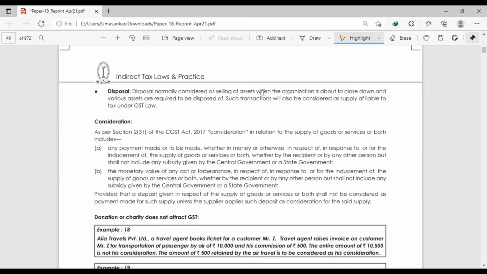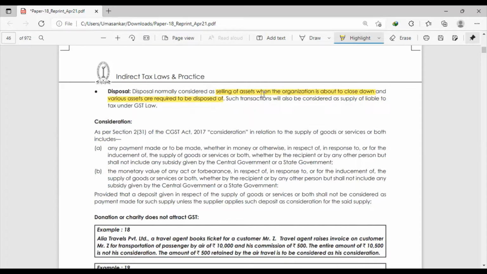Then disposal. Disposal normally means the selling of assets. This is the selling of assets when the organization is about to close down and various assets are required to be disposed of. When the organization is closed down, all its assets and inventory need to be sold at a realizable value. That we can say is disposal. That also comes under GST.